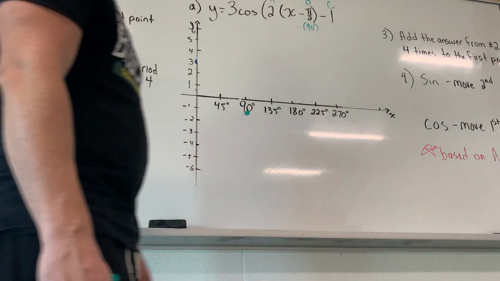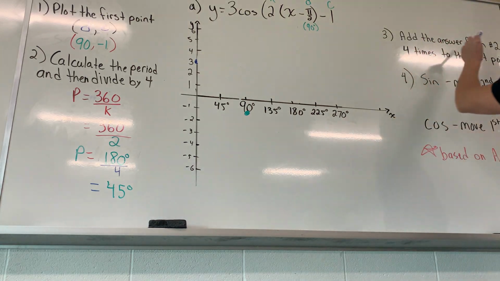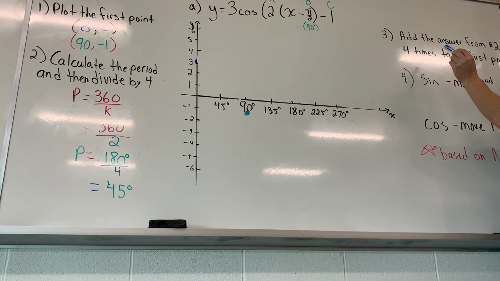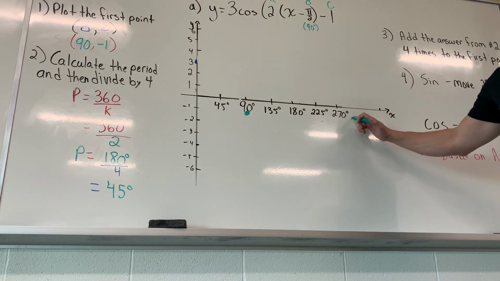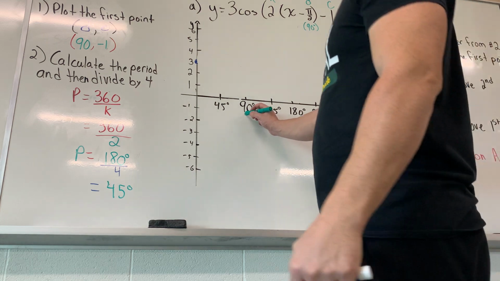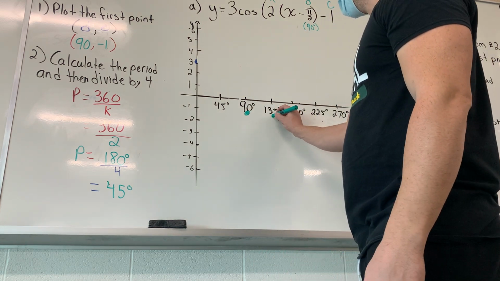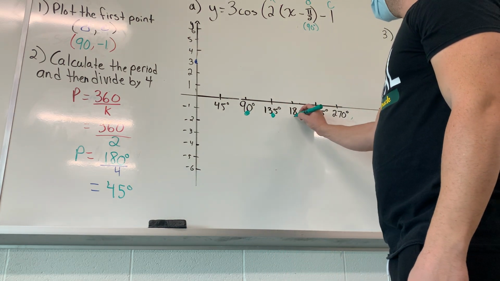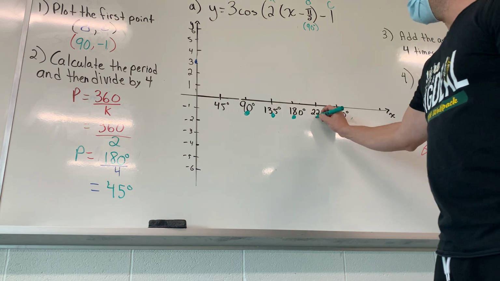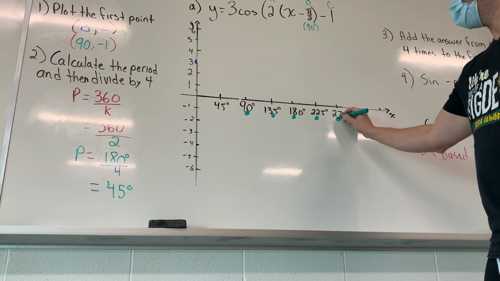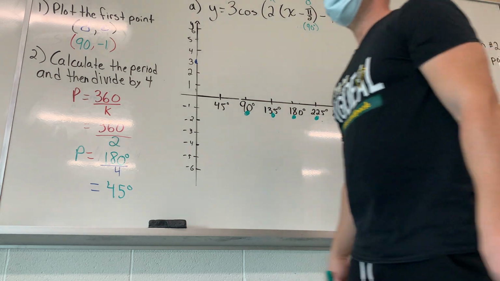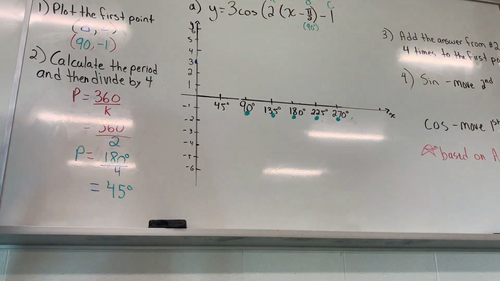Third step. Take the answer from number 2, add the answer from number 2 4 times to the first point. So now we're going to add 45 degrees 4 times. So 45 plus 90 is 135, plus 45 is 180, plus 45 is 225, plus 45 is 270. That gives you the 5 points you need to make the wave.